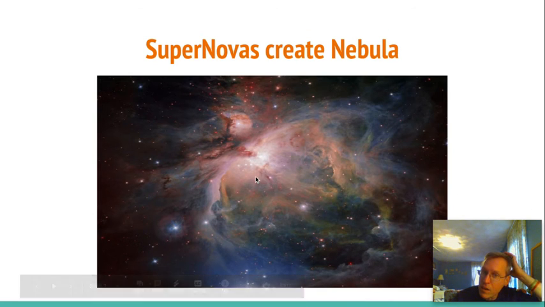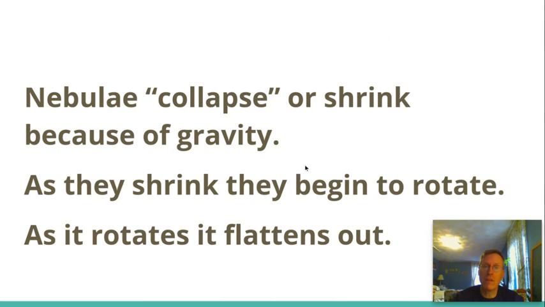Inside the nebula, certain parts of it are said to collapse due to gravity. And when they do, they start to form stars. Okay, and let's talk about how that happens. When we talked about gravity, everything attracts everything else. So each little molecule inside the nebula attracts every other molecule or atom inside the nebula.